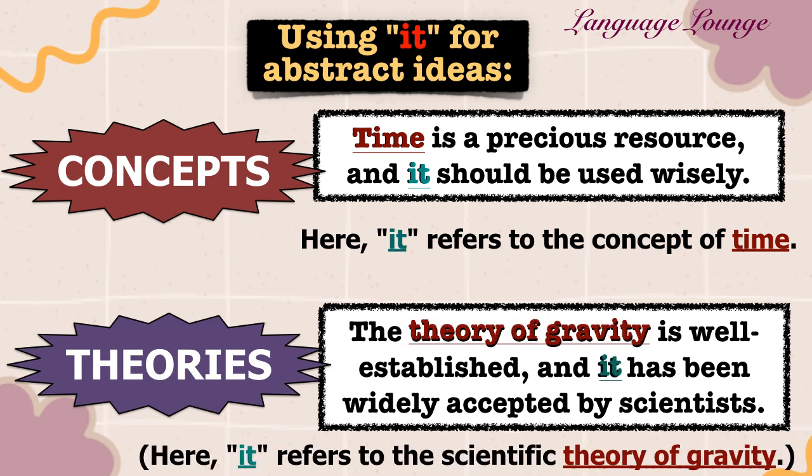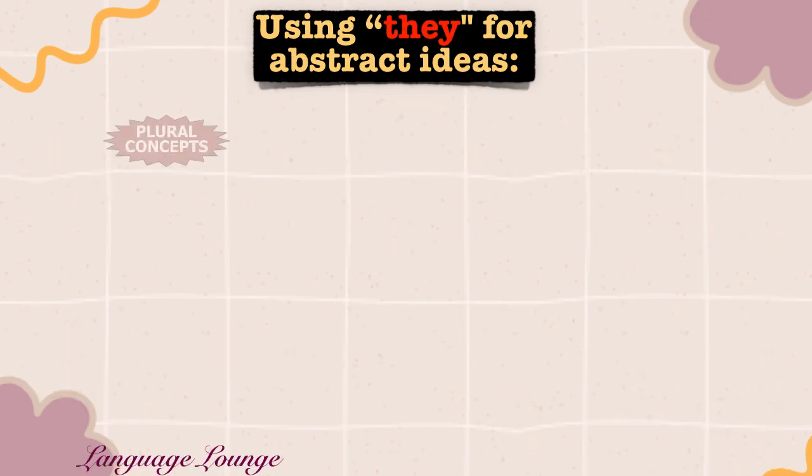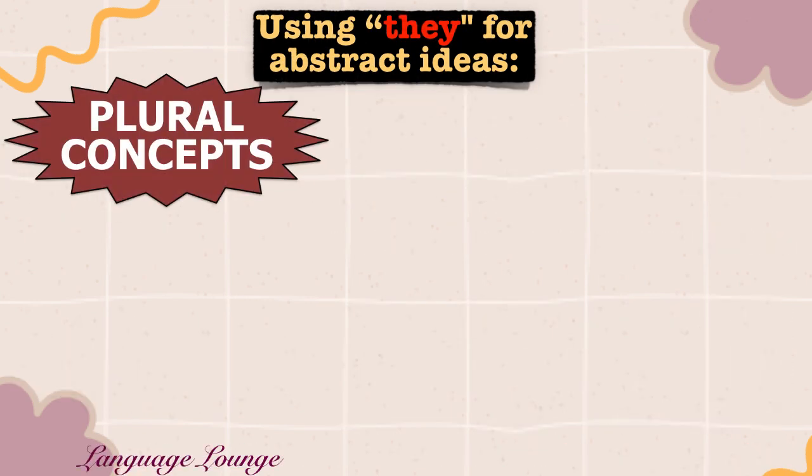In this case, it replaces the theory of gravity, making the sentence smoother. We have explored how it helps us refer to emotions, ideas, concepts, and theories. But what about plural concepts and personified ideas? Let's dive deeper. Using they for abstract ideas.